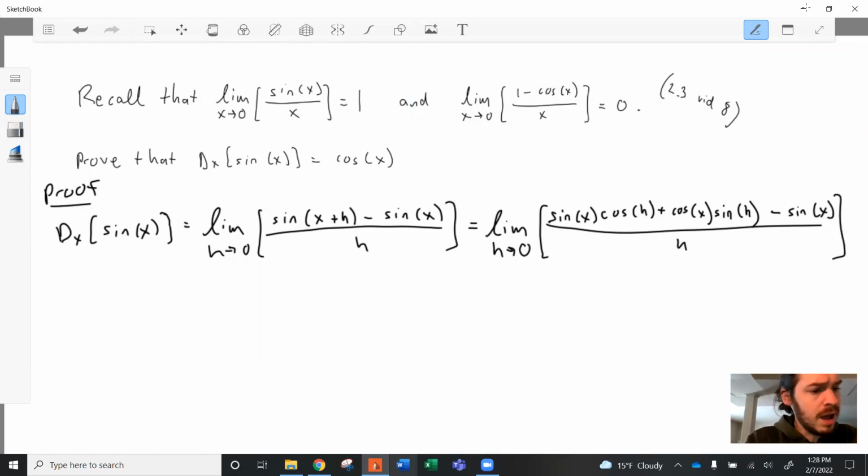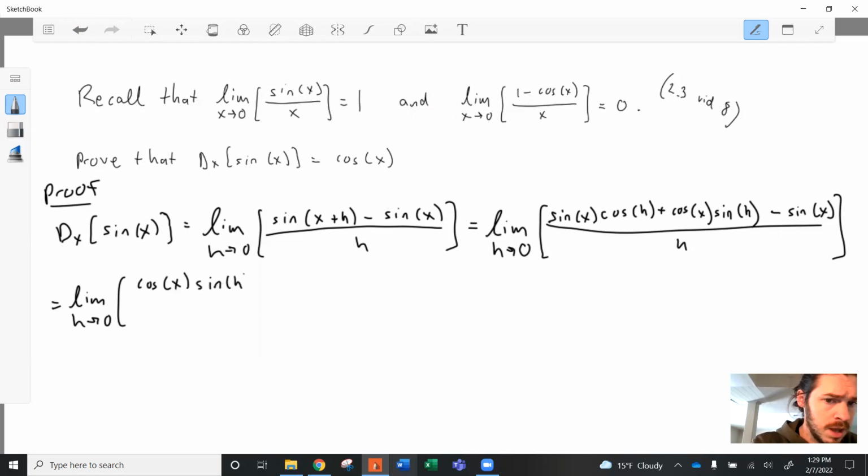Now we can use a little bit of algebra. So what I want to do is, first of all, distribute the division by h. I'm going to take this term in particular, pull it aside, and distribute the division by h so that I have that divided by h on its own. I'll show you. We're going to have the limit as h approaches 0 of cosine of x times sine of h, and then divided by h. So there's that term on its own.